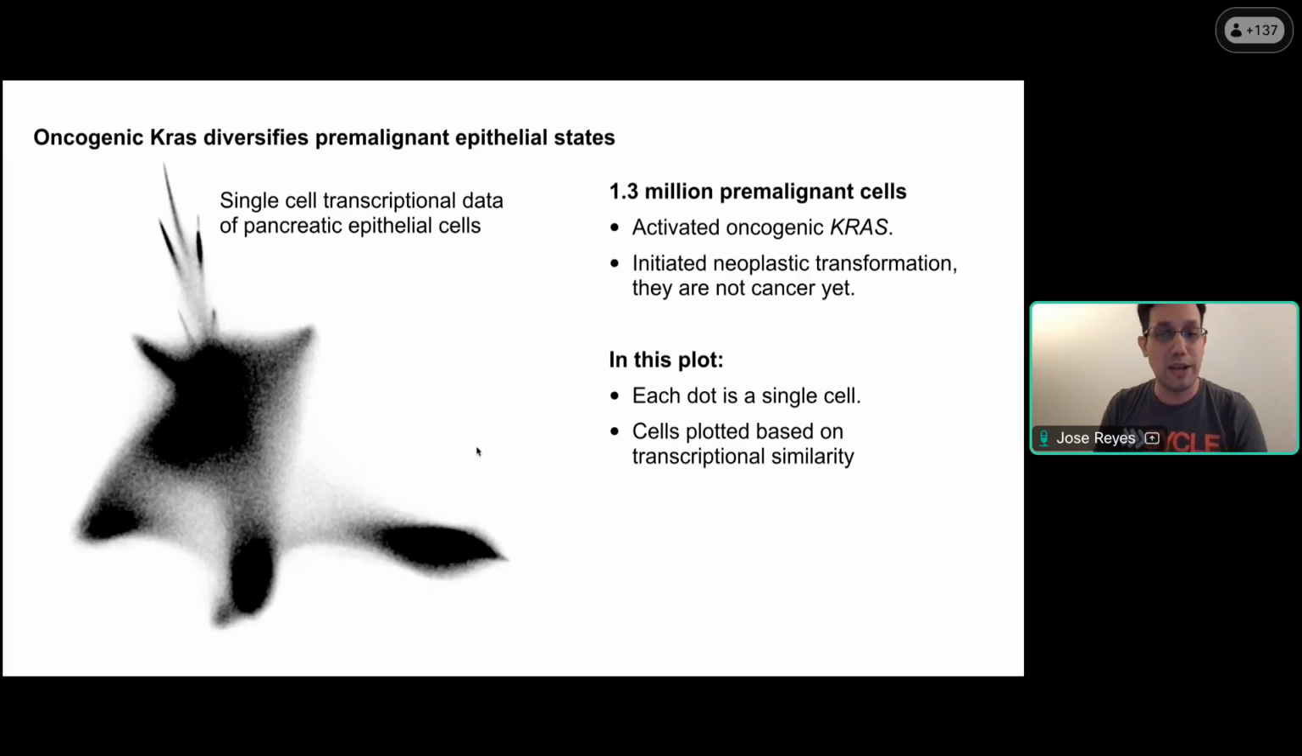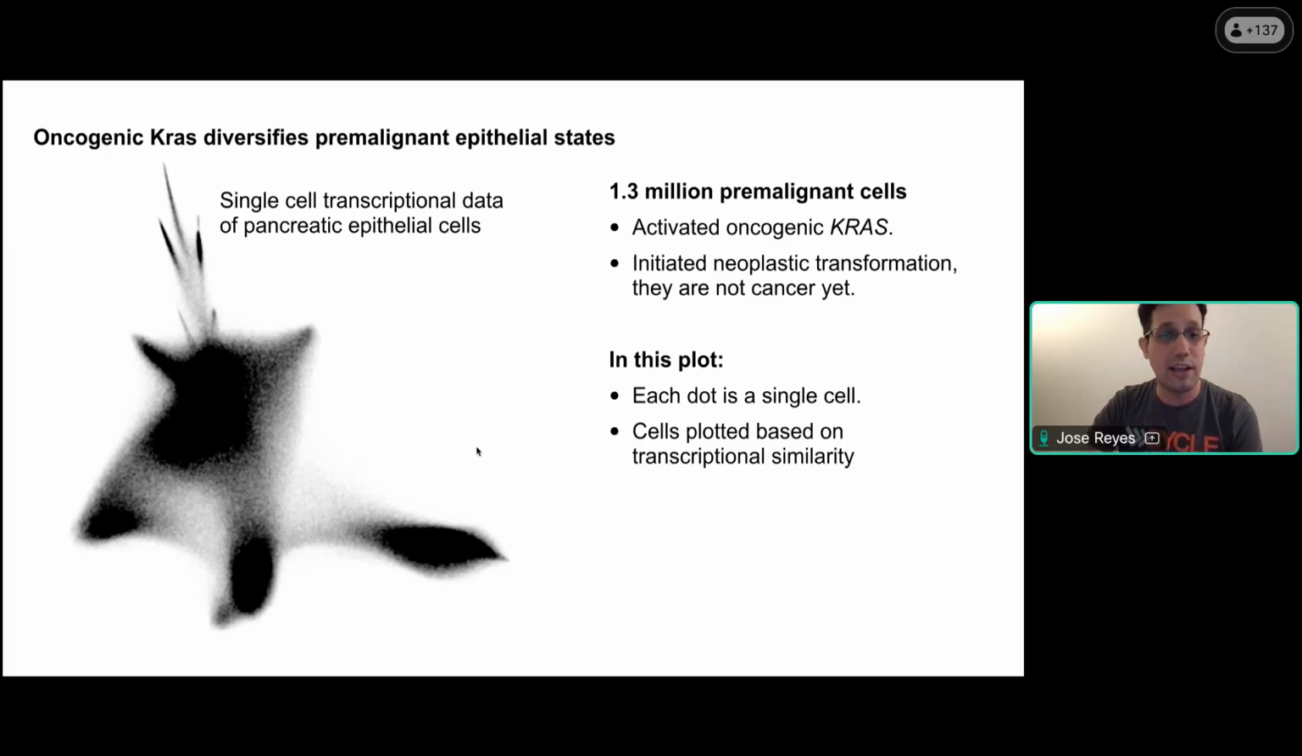And a number of years back, members of the Lowe and Pierre labs, as well as other labs, started gaining insights into the spectrum and dynamics of premalignant cells that emerge in these mouse models of PDAC. What I'm showing you here is some example data of single-cell transcriptomes in which each dot is a single cell, and cells are plotted together based on transcriptional similarity. And this data comprises 1.3 million premalignant cells that have activated the oncogenic KRAS mutant and have initiated neoplastic transformation, but they're not yet cancer.